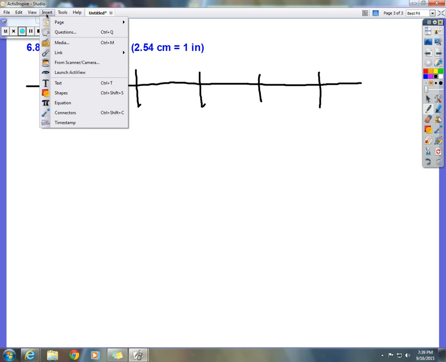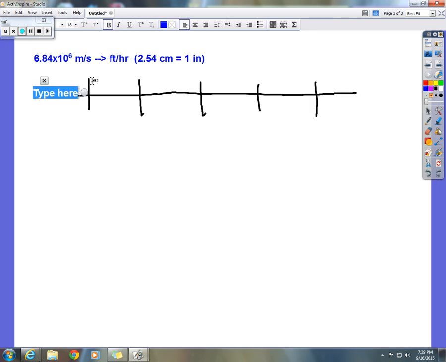So let's start with what we know. We know 6.84 times 10 to the positive 6 meters, so that's how many meters there are. Here's going to be the biggest difference from before: when it says meters per second, it means meters per 1 second. And that per means divided by, so that 1 second is going to go on the bottom. So now I have meters per second.